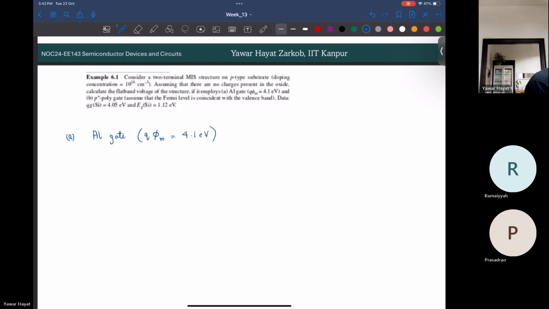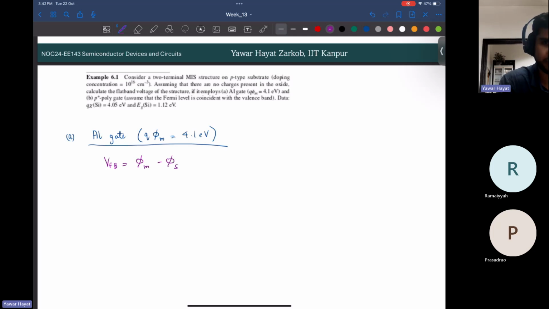And you just said that your VFB is phi m minus phi s, assuming the oxide is free of charge. That is an assumption that we are using to use this equation, because flat band voltage does have another component if you consider that the oxide has some trapped charge. We'll ignore that part. Okay, so your VFB is phi m minus phi s.